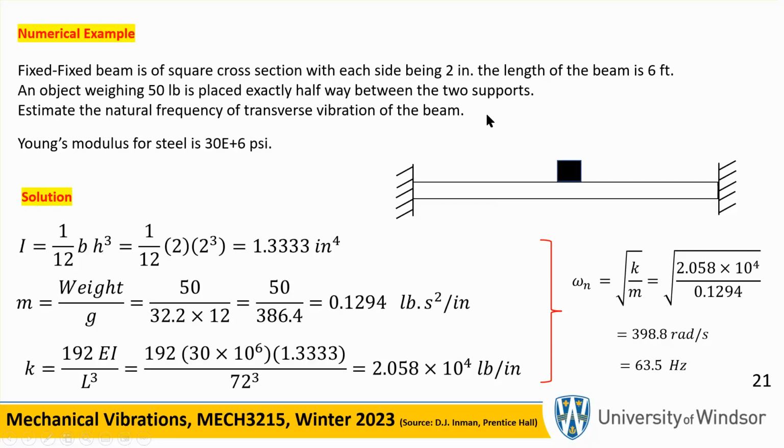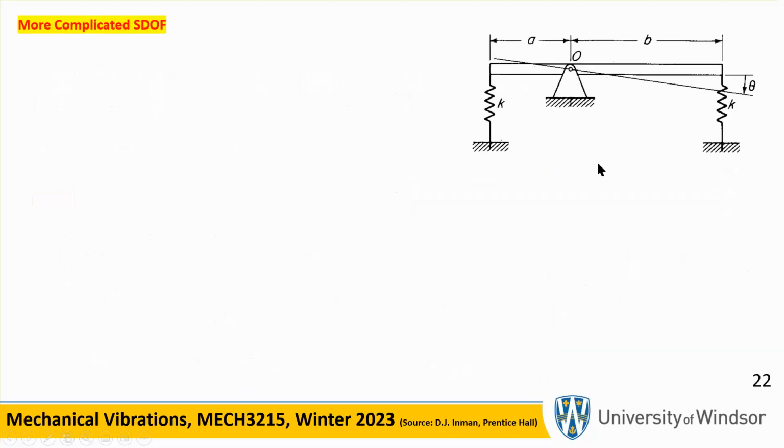63.5 hertz. Good. For a structural component, this is relatively large. In other words, you don't want the frequency of oscillation to be that many hertz on the top of a building.